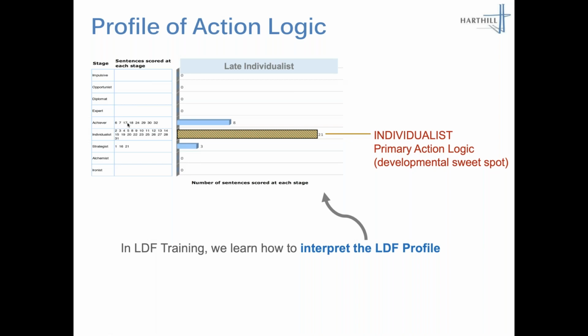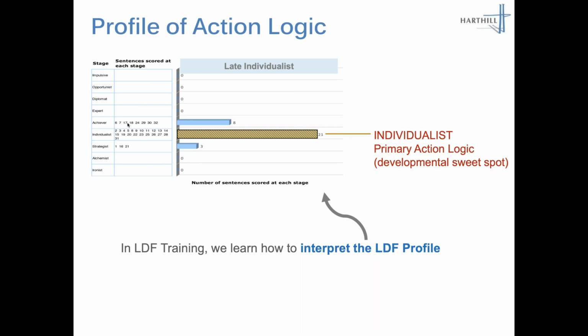And that gives us an indication, and most clients recognize this indication, of what sorts of meaning making they typically employ. So for instance, in this graph you can see, which is called a profile graph, which is the shape of meaning making that's active for the person right now, you can see the individualist is really dominant.